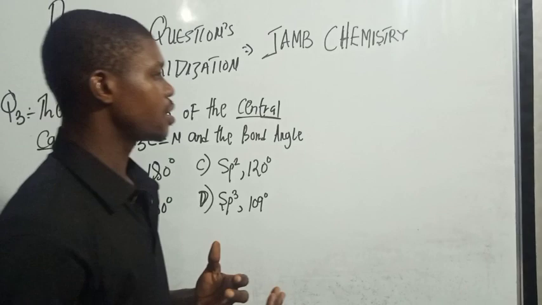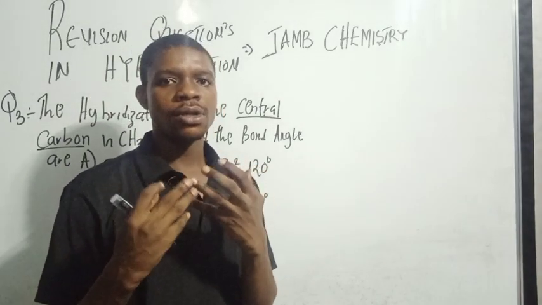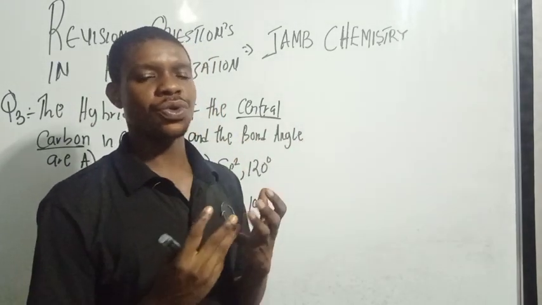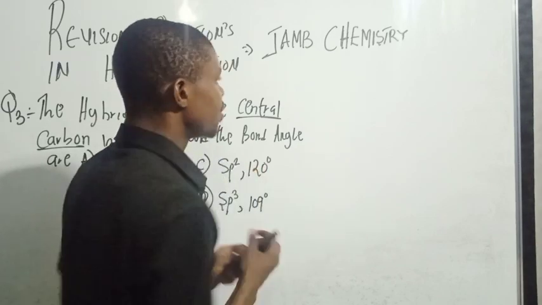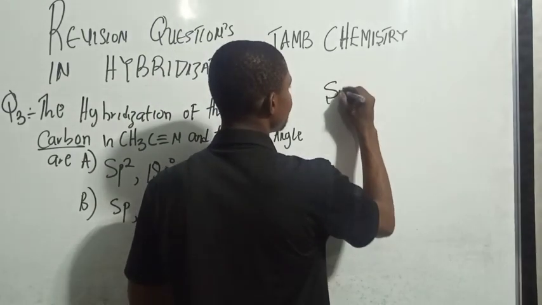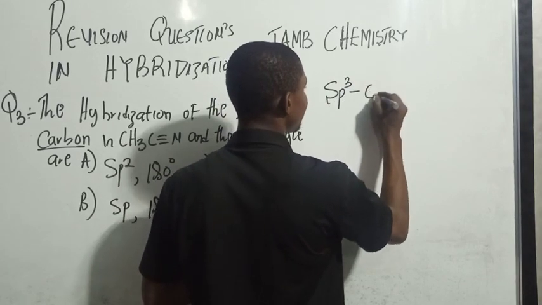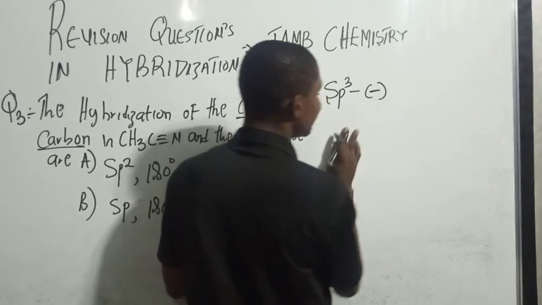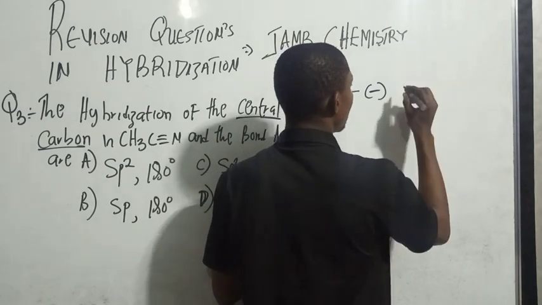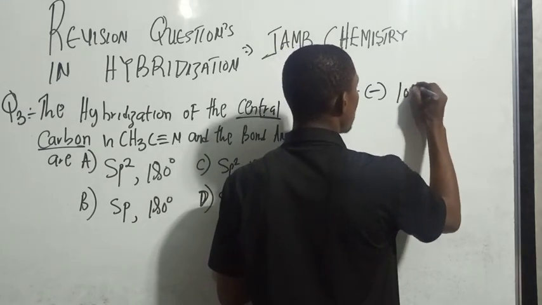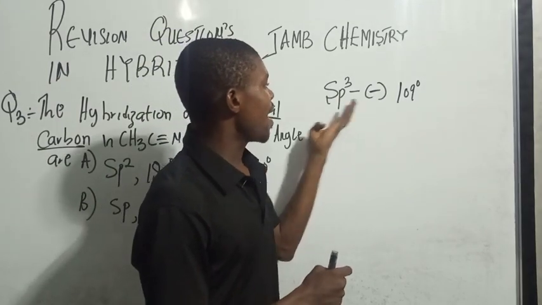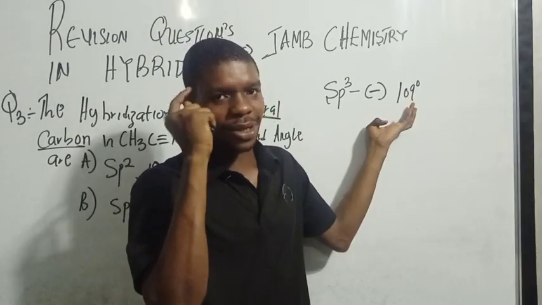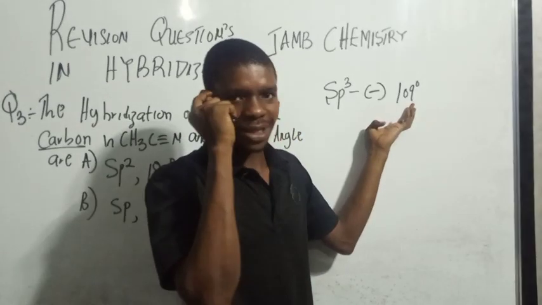Now, one thing I didn't tell you or show you is the bond angle and the shape. Remember, I told you that sp3 is a single bond here. The bond angle is 109 degrees. So now when I see sp3, what should come to your mind? The bond angle is 109 degrees.